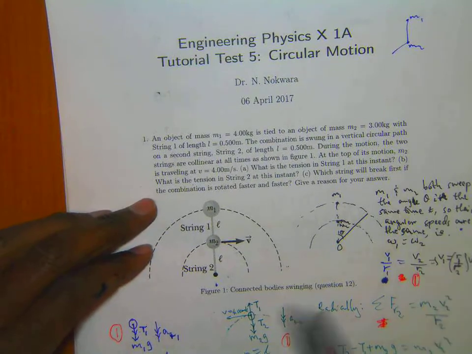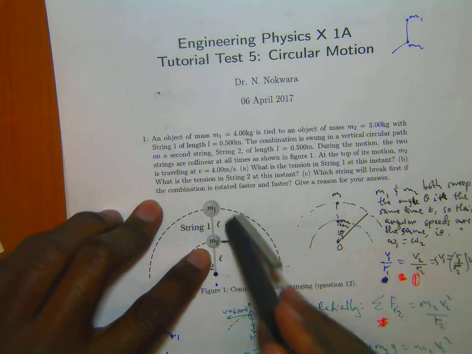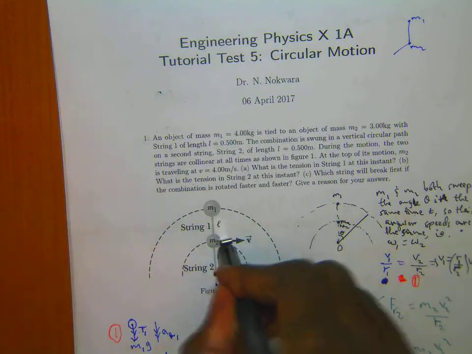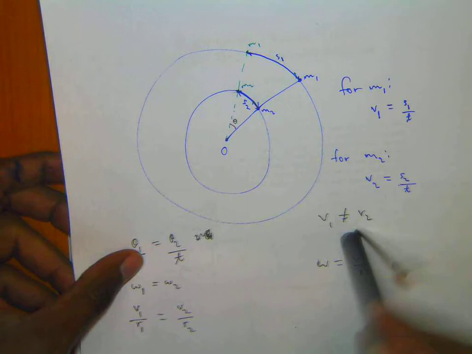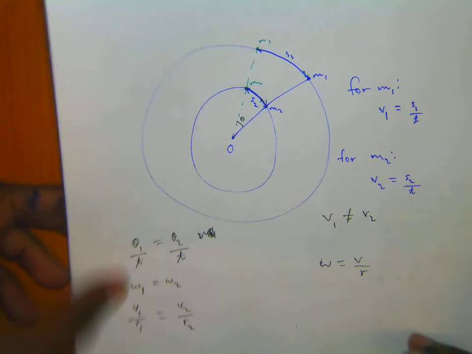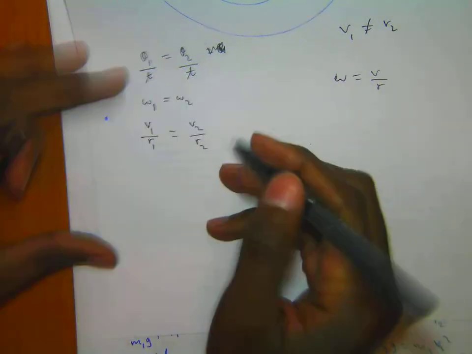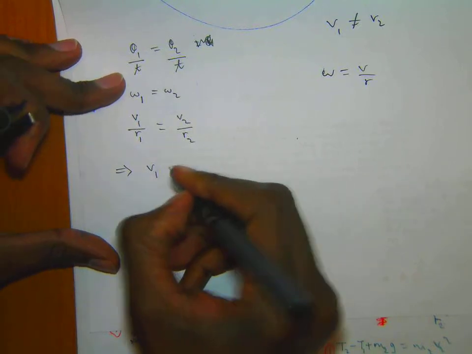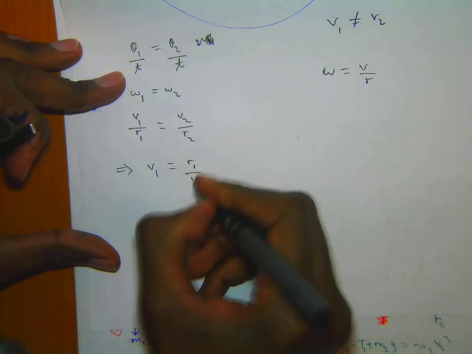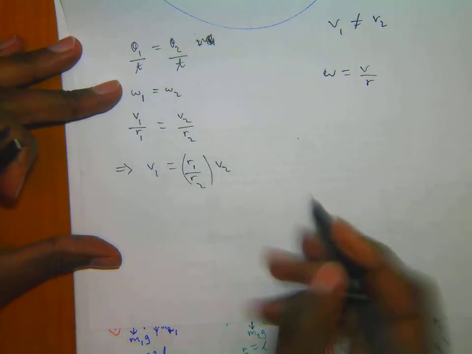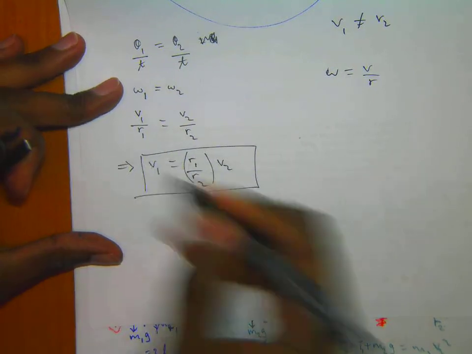So if that is okay, in the problem, I'm given the speed of M2, okay? So if I want the speed of M1, it's not equal to the speed of M2. That is, it's not the same, okay? But I can find the speed of M1 from that of M2. So this equation here, which is V1, is equal to the ratio times V2. Is that right? Okay.